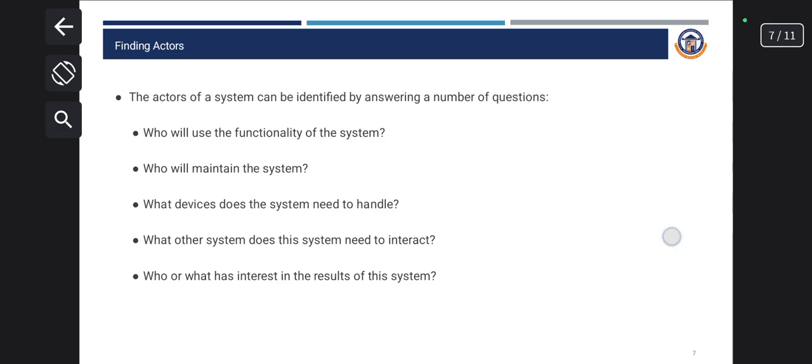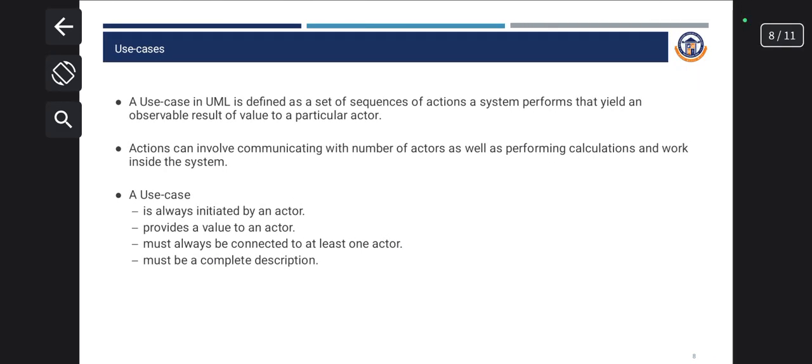So the next one is use cases. A use case represents the function or service provided by the system. So it is a set of actions performed by the system that provides value to the user. Every use case must be initiated by an actor and must be connected to at least one actor.